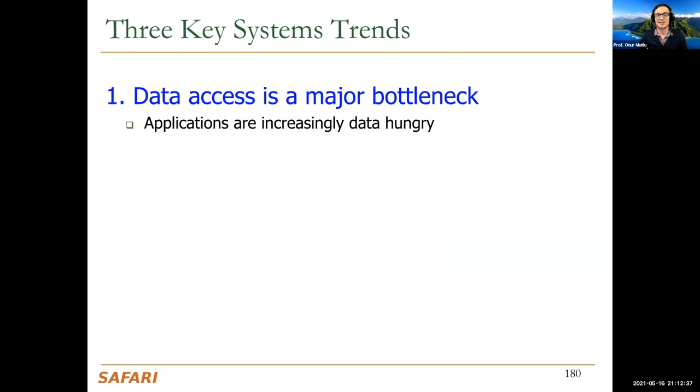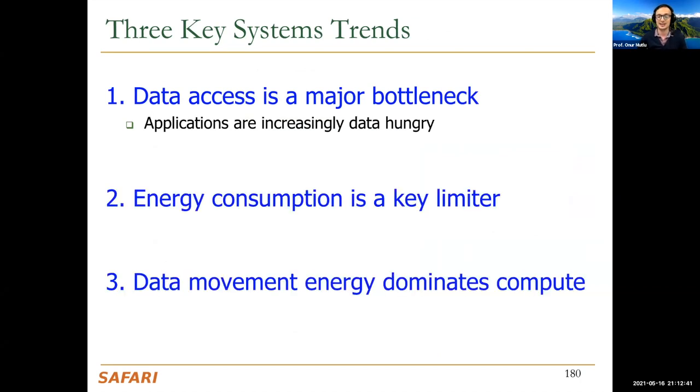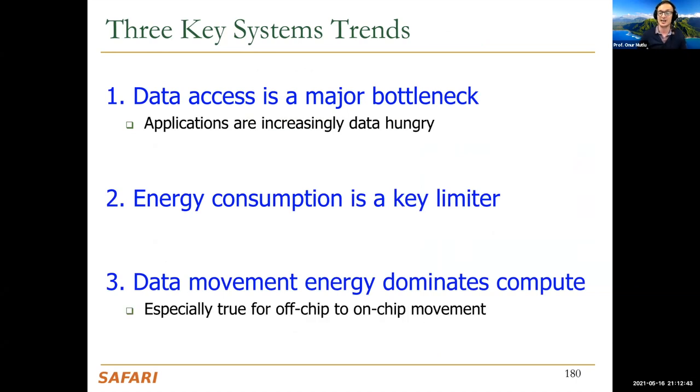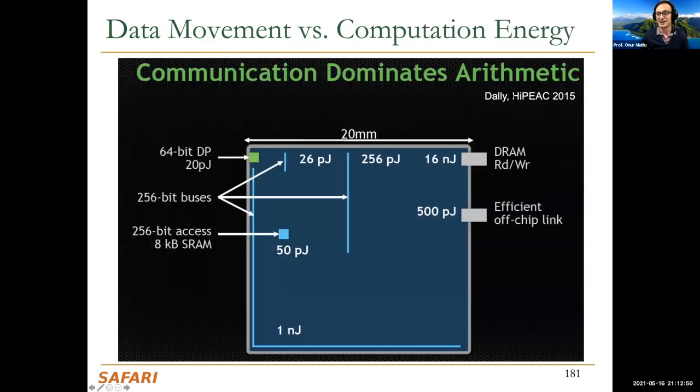So let's look at the system's challenges. Clearly, data access is a major bottleneck, as I showed you earlier. Energy consumption is a key limiter. And data movement on top of this dominates compute in terms of energy. I'm going to give you some results related to this. I'm going to borrow some slides from Bill Dally, who's the chief scientist of NVIDIA, from 6 years ago. These numbers have changed, but the relative things remain.